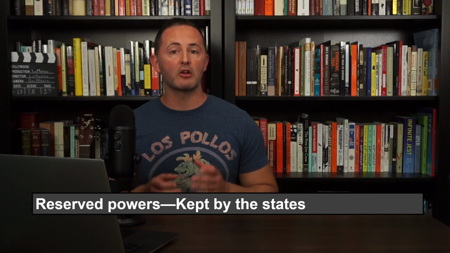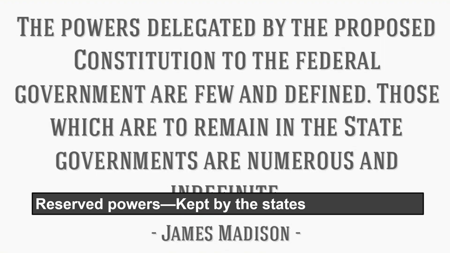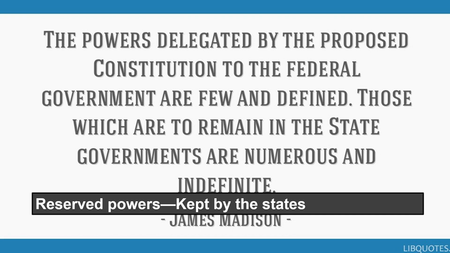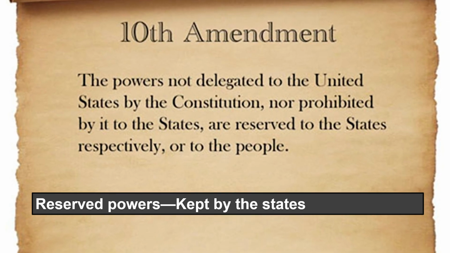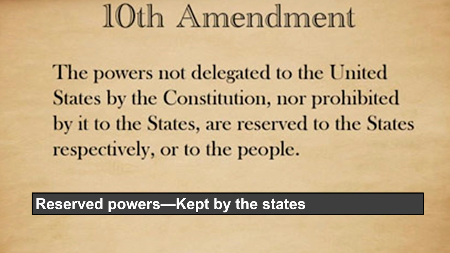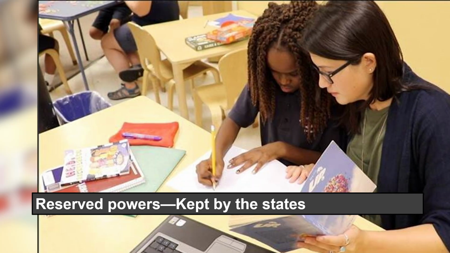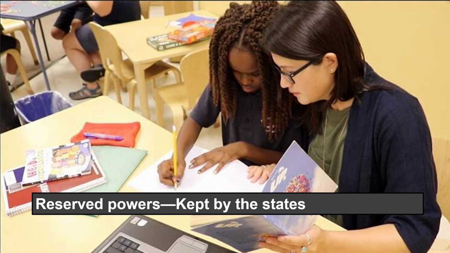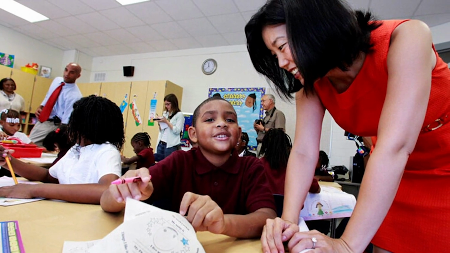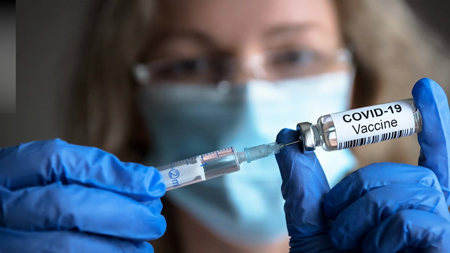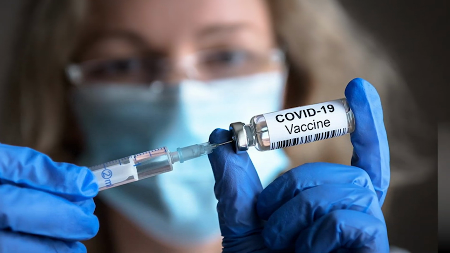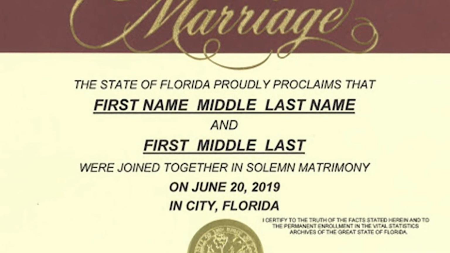Reserved powers, on the other hand, are powers kept by the states. I know that sounds weird, but remember that the states existed before the national government, and according to the 10th Amendment, everything that wasn't delegated to the federal government or denied to the states is reserved to the states. So basically everything that wasn't mentioned in the Constitution, including things like education, licensing, and a general police power that allows states to make laws on things like health, safety, and welfare, these all belong to the states.